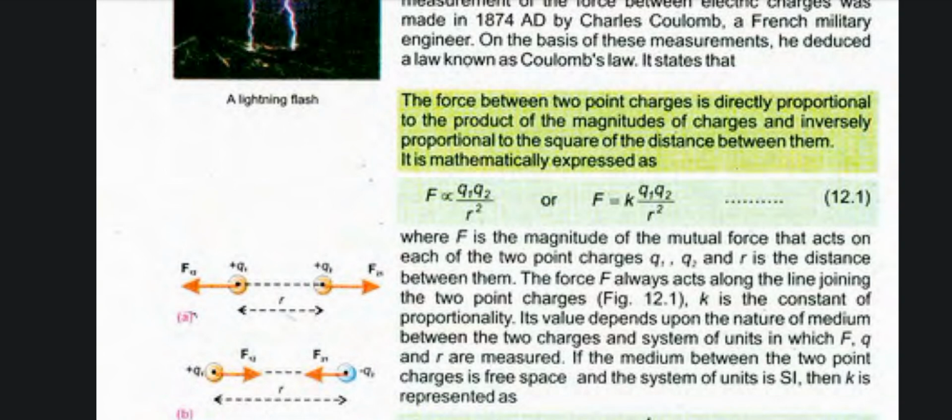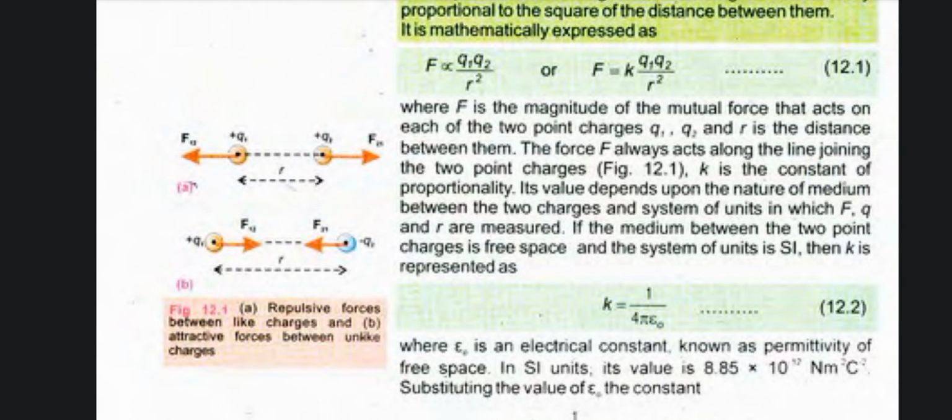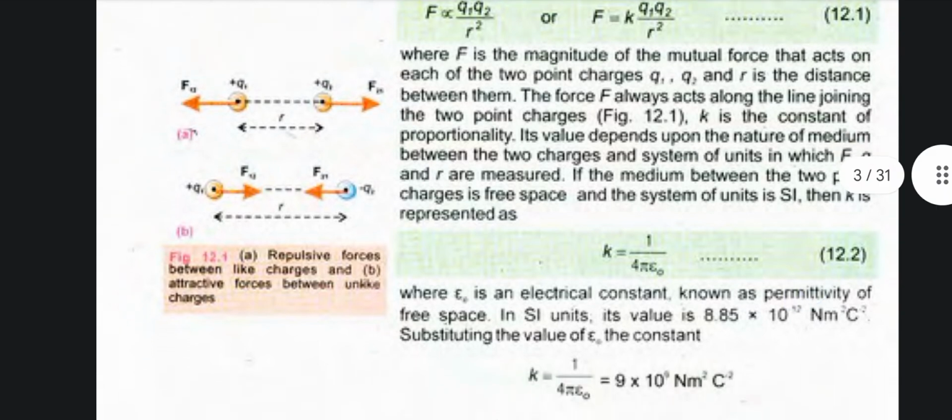It is mathematically expressed as F is directly proportional to Q1 Q2 upon R square, and applying the constant K we get F is equal to K Q1 Q2 upon R square, where F is the magnitude of the mutual force that acts on each of the two point charges Q1 and Q2, and R is the distance between them. The force F always acts along the line joining the two point charges. K is the constant of proportionality.